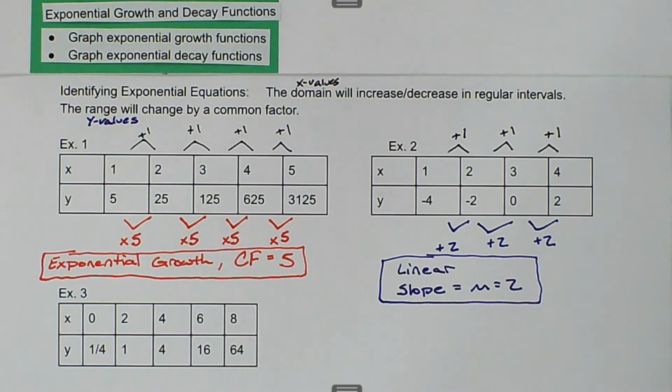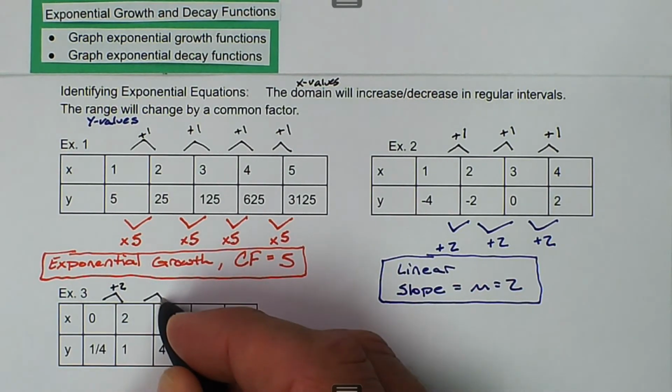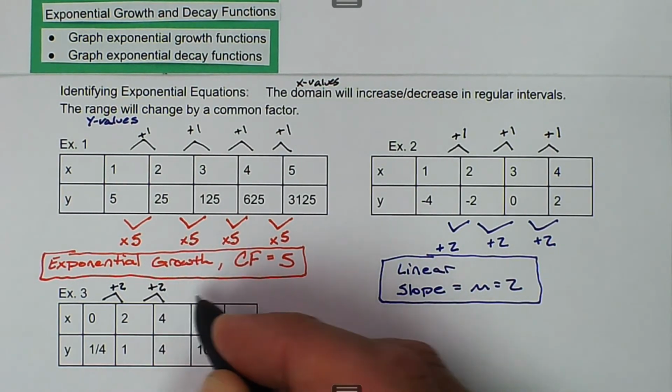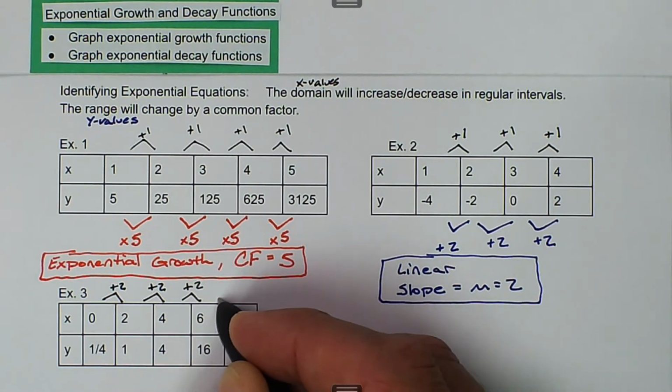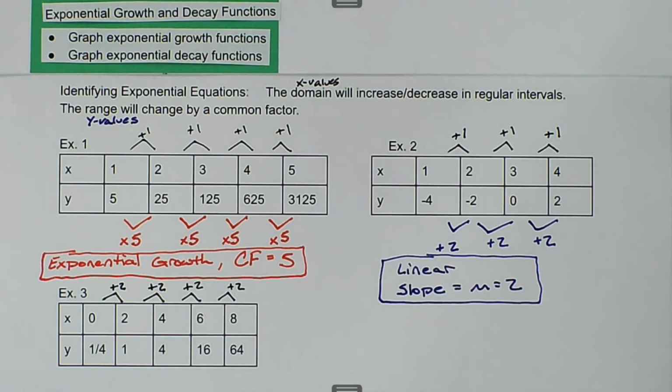The next one that we're looking at is example 3, and we're going from 0 to 2. So this one we're adding 2. We're going from 2 to 4, so that's plus 2. Going from 4 to 6, so that's plus 2. And 6 to 8, so that is also plus 2. So that's all set.